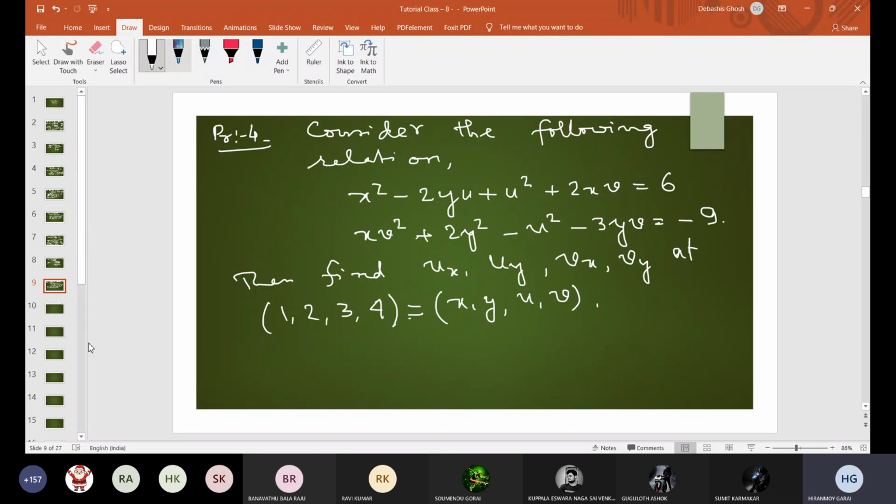And the answers are written here, just verify, maybe I am wrong. ux is 3 by 4, uy is 1 by 4, vx is minus 23 by 4, and vy comes to 11 by 4. That's all. Then after, if you want, we can solve.